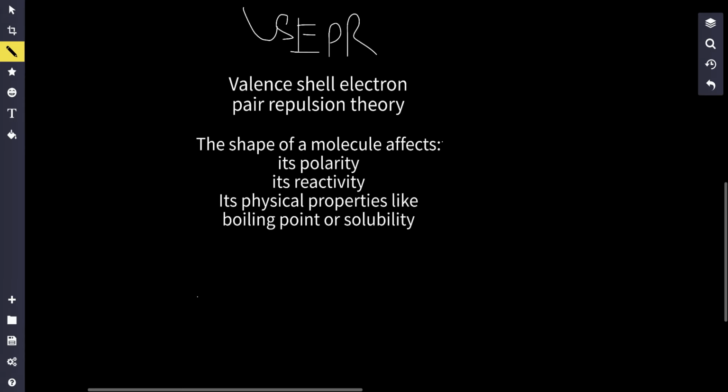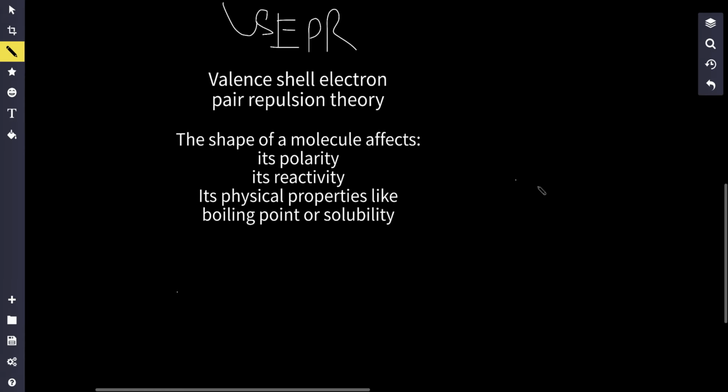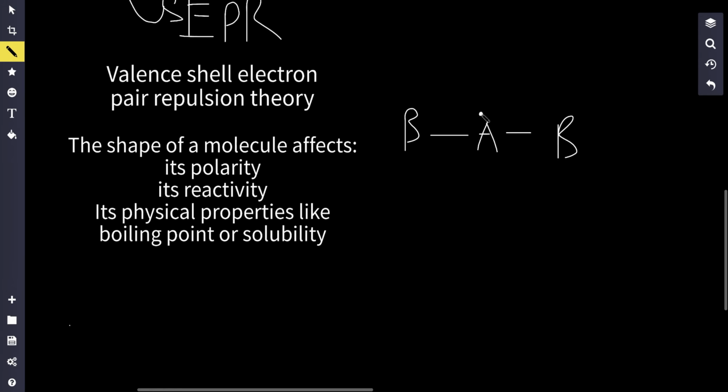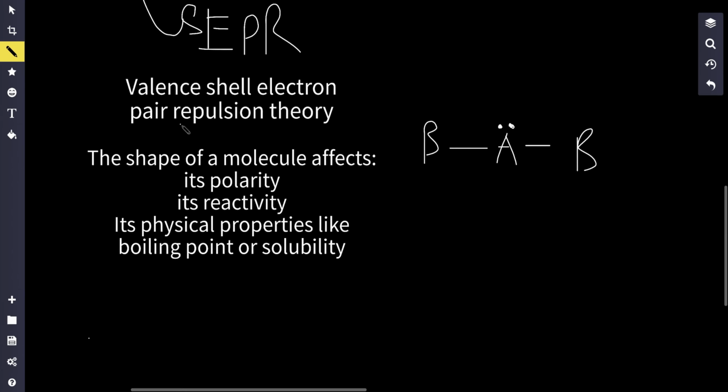So what's going to happen is that if you have an atom, let's say atom A, and let's say it's bonded to two other atoms, atom B, and let's say atom A has a lone pair of electrons. Well, what VSEPR tells us is that these atoms and these lone pairs are going to be trying to get as far away from each other as possible in 3 dimensional space.